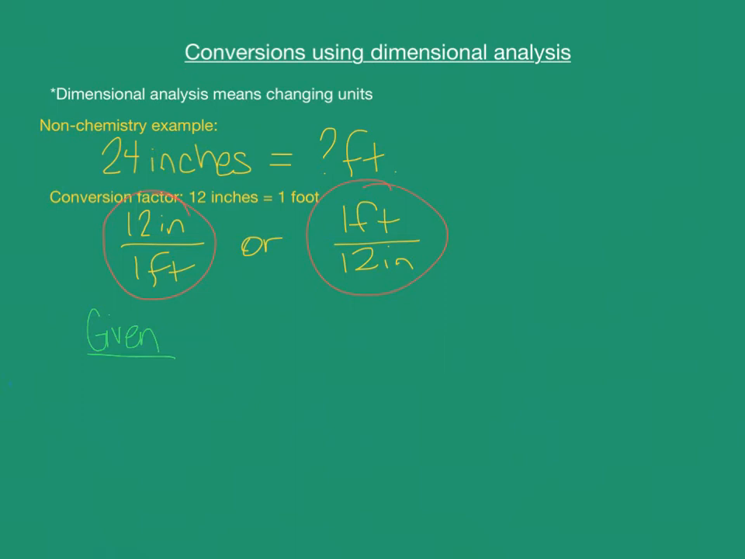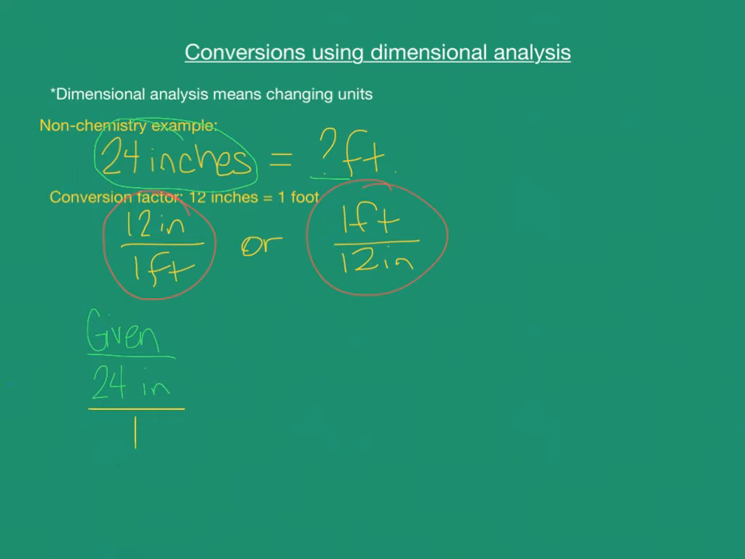So for example, our non-chemistry example is saying we are given 24 inches and we want to know how many feet. So our given is going to be 24 inches. Okay, we start with that, and then we have to figure out our conversion factor. So we want to go from inches to feet. When we do this, we set this up as fractions. That's the easiest way to do it. So to turn 24 inches into a fraction, we put it over 1. Okay, and then we're going to multiply it by another fraction.